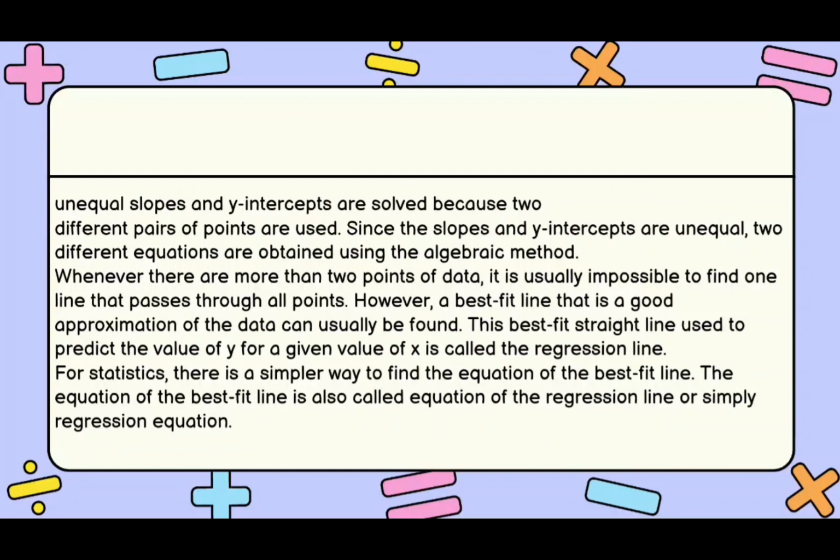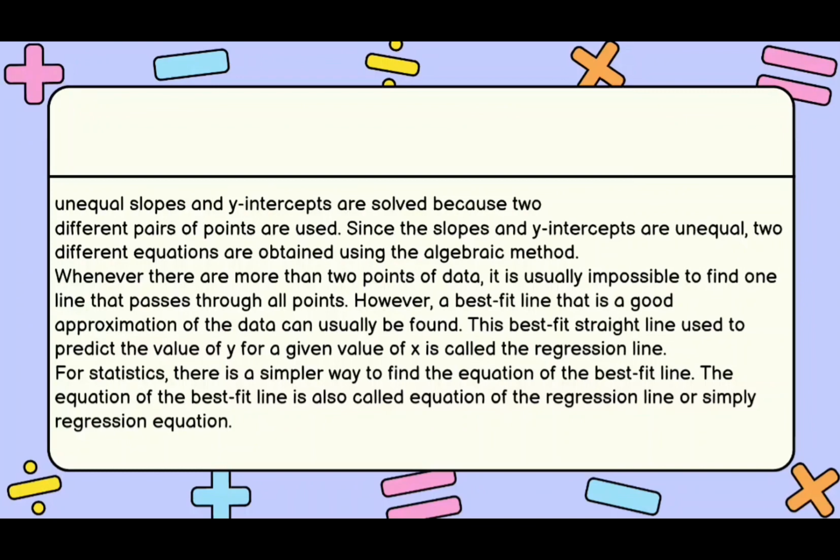So unequal slopes and y-intercepts are obtained because two different pairs of points are used. Since the slopes and y-intercepts are unequal, two different equations are obtained using the algebraic method. Whenever there are more than 2 points of data, it is usually impossible to find one line that passes through all points. However, a best fit line that is a good approximation of the data can usually be found.